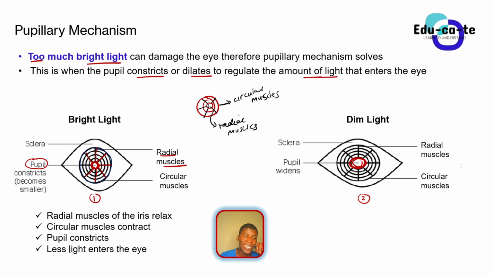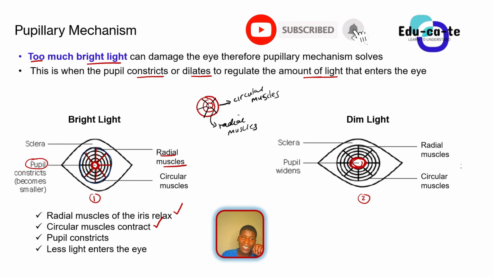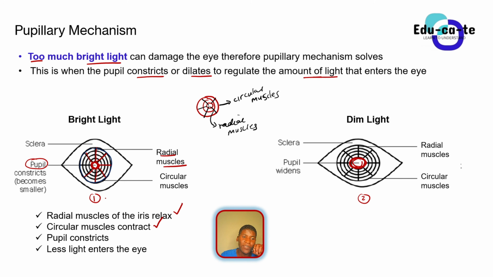Now during bright light, the radial muscles of the iris will relax. So these straight line muscles, they relax during bright light conditions. Whenever you are looking at light that is very bright, the radial muscles of the iris will relax. And then the circular muscles do the opposite. Remember, they act antagonistically. So the circular muscles do the opposite of the radial muscles. Since the radial muscles are relaxing in bright light, the circular muscles will contract. And this opposite effect will actually cause the pupil to constrict.